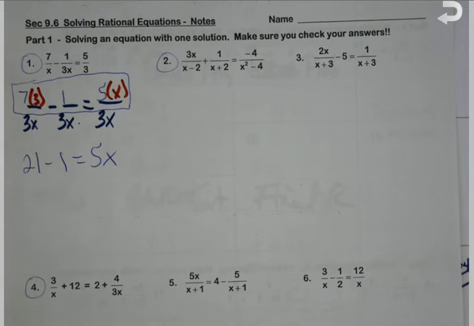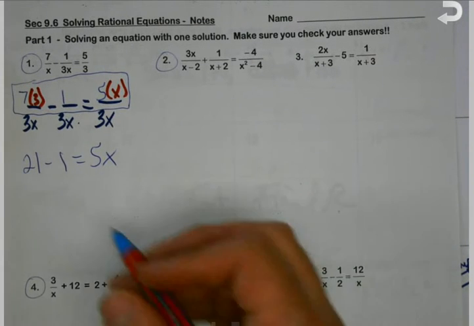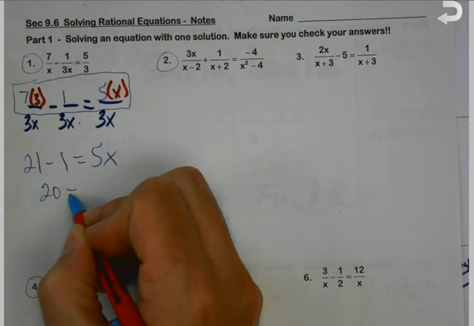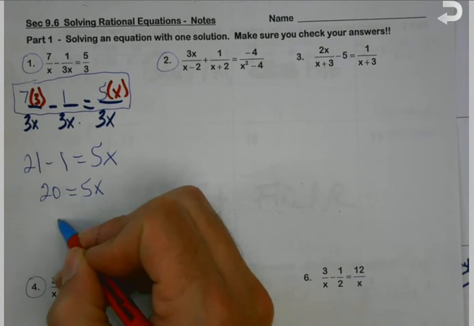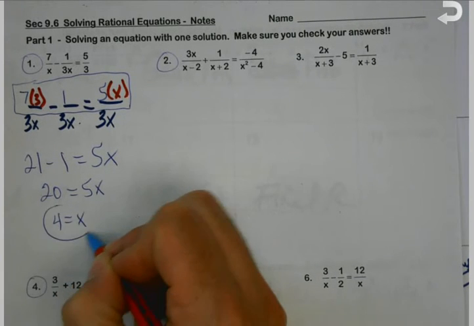Well, now what happened to the 3x? What I could do is have the 3x there and then multiply both sides by 3x, but that would just cancel the 3x's out anyway. So it's nice to save a step when we can. I'll simplify the left side of my equation, divide by 5, and get my solution.